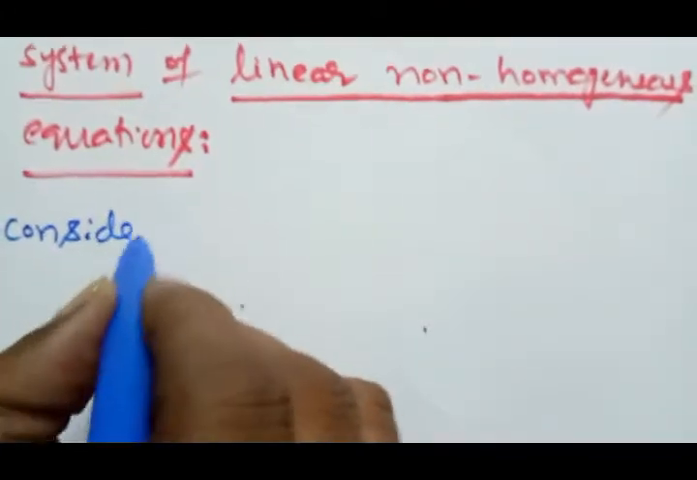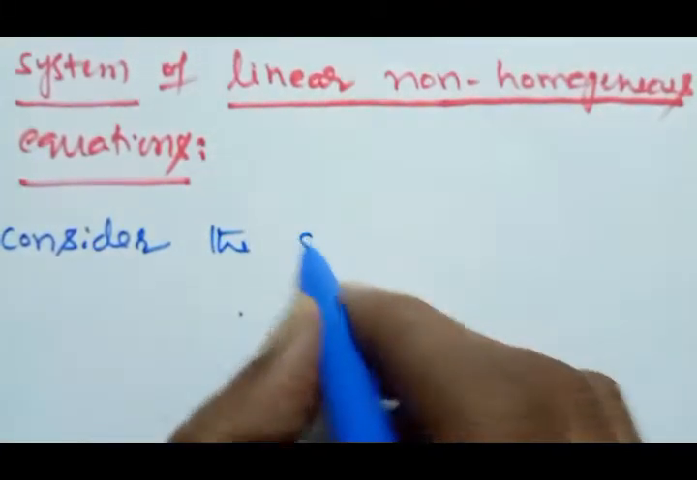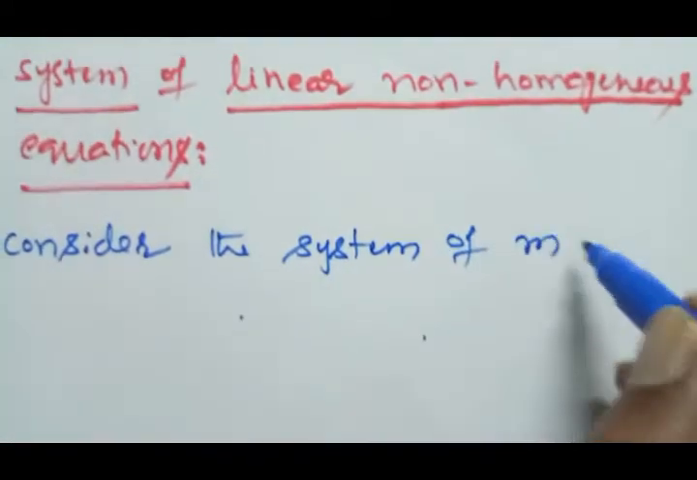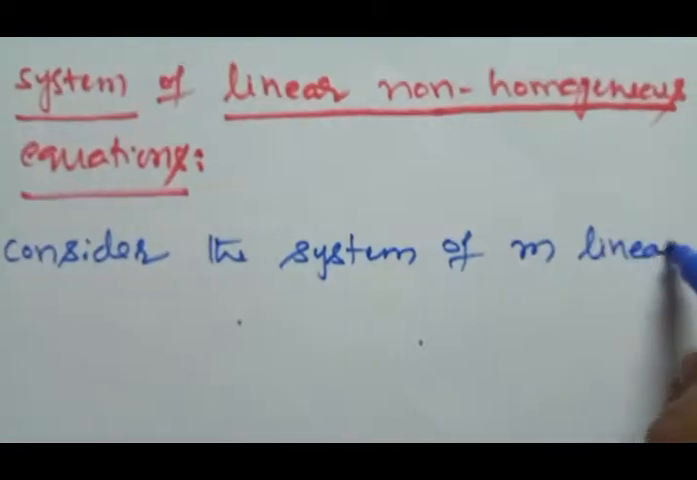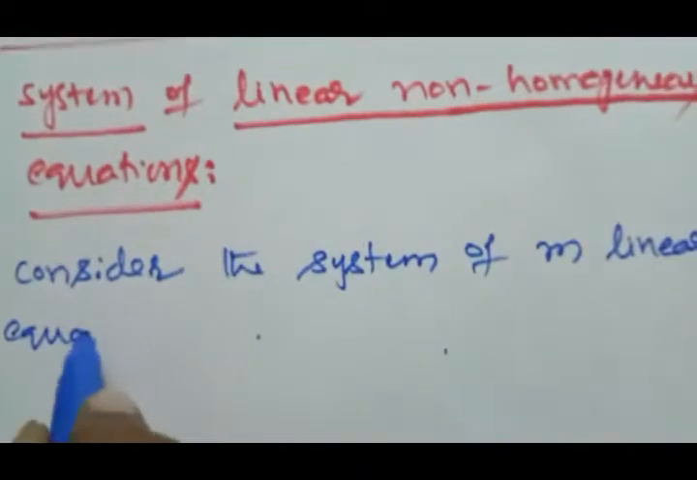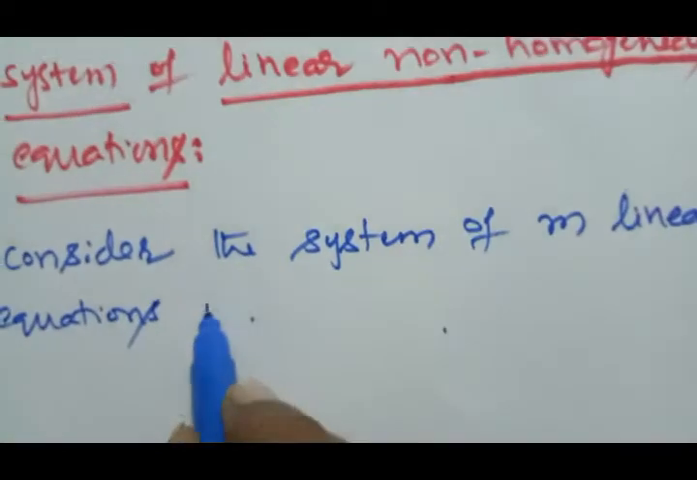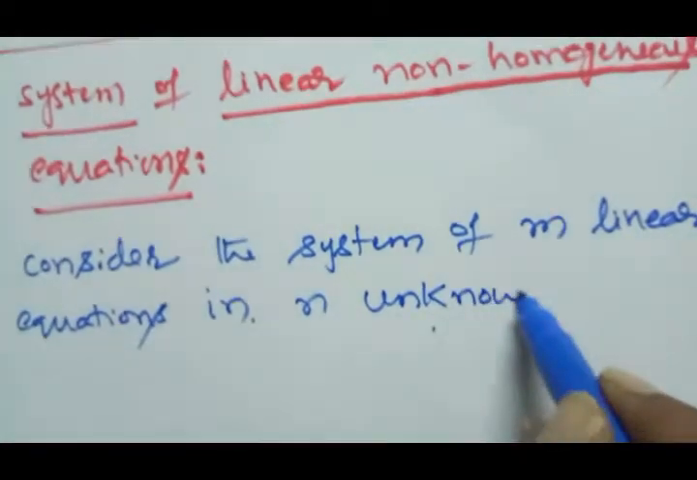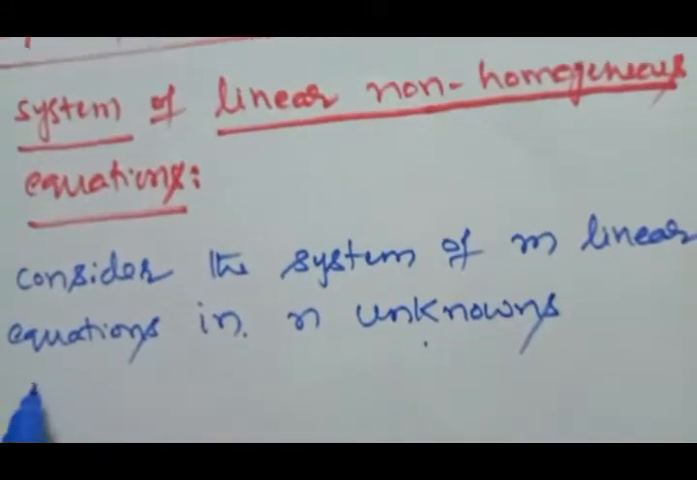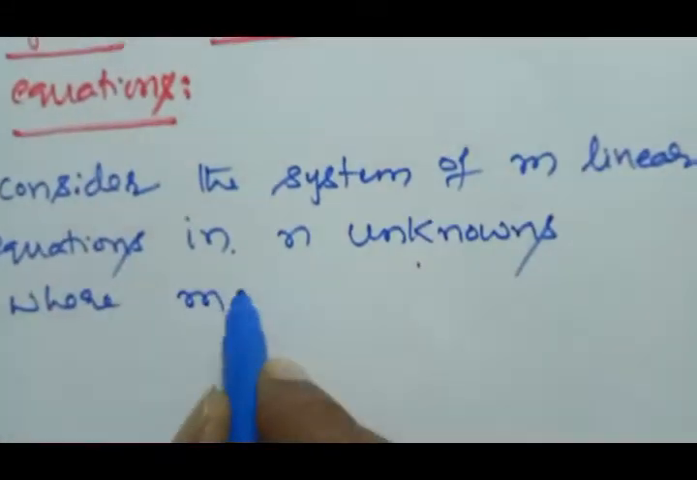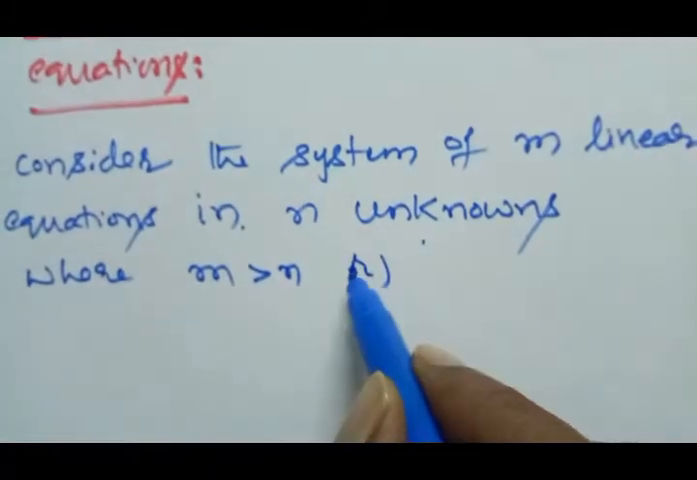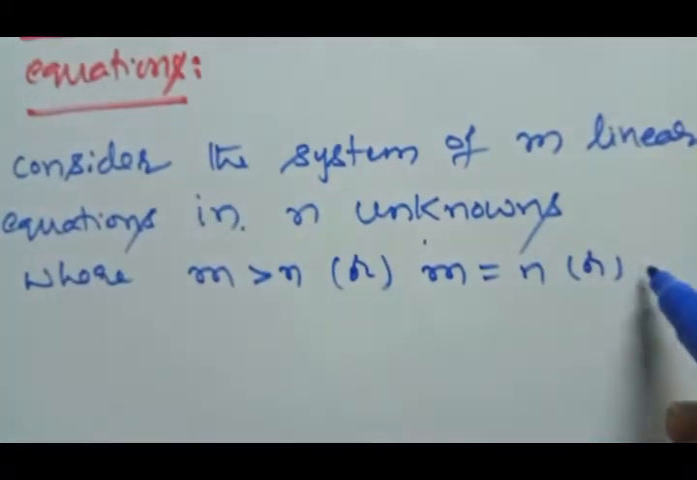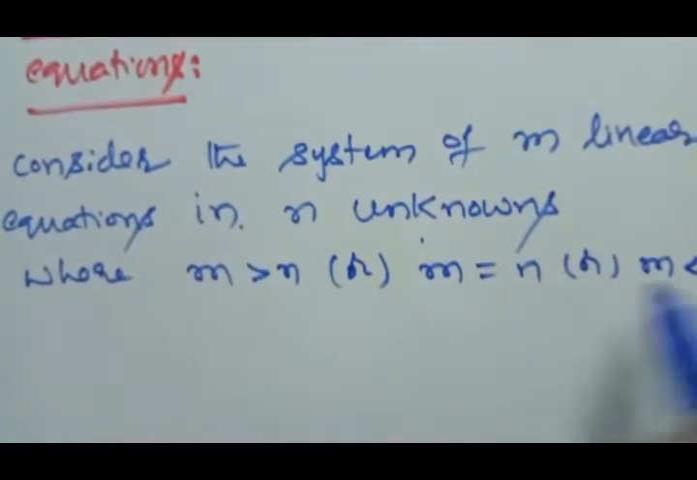consider the system of m linear equations in n unknowns, where m greater than n, or m equal to n, or m less than n.